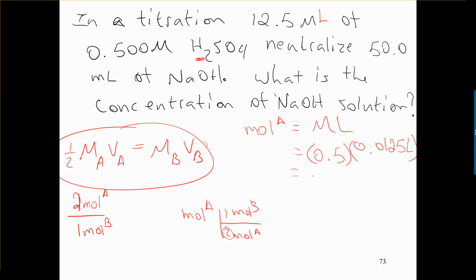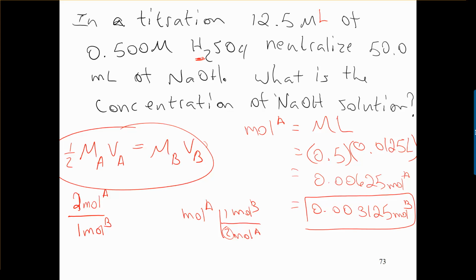Say it louder. 0.0065. Okay, and then like I said, I can relate those here. So if I divide that by 2, that'll give me the moles of B, which are what? 0.0031. Okay, and that's the moles of the base.